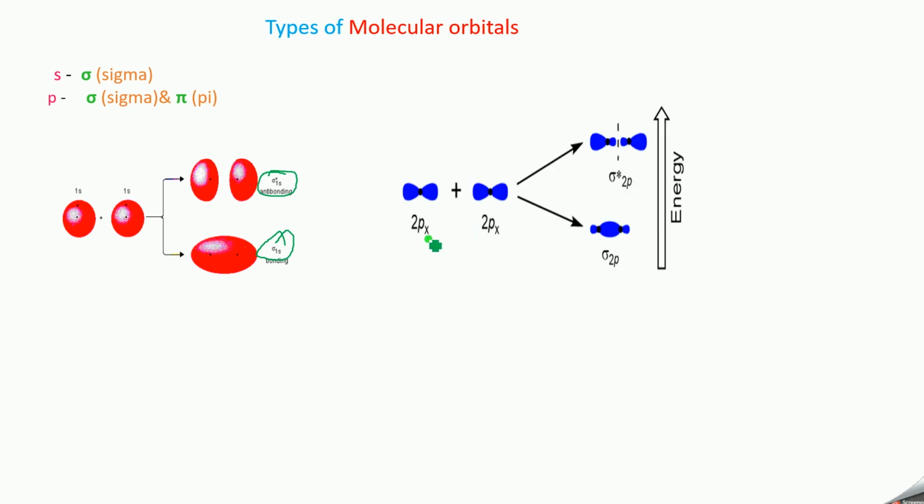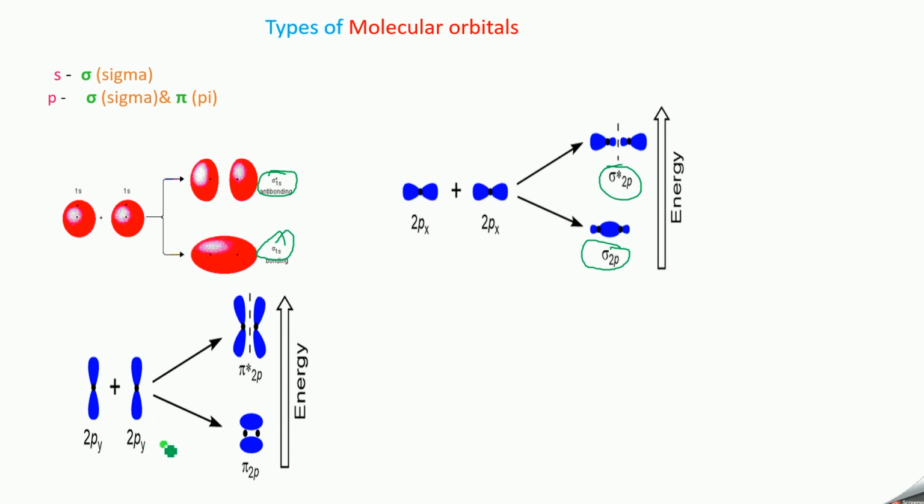The next we have p orbitals. First you take 2px and 2px. They will undergo head-on overlap to form two molecular orbitals: sigma 2p and sigma star 2p. Sigma 2p has lower energy and sigma star 2p has higher energy. The next we have 2py and 2py. They will undergo lateral overlap to form two molecular orbitals. One is pi 2p, because it undergoes lateral overlapping, which has lower energy, and pi star 2p has higher energy, called the anti-bonding molecular orbital.